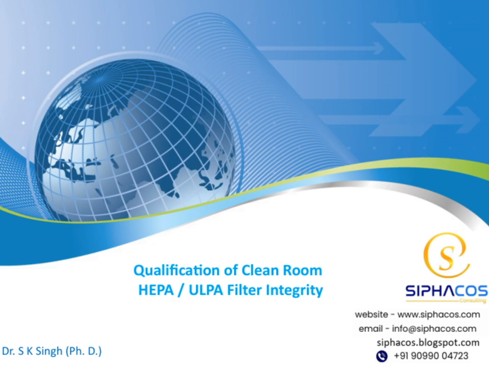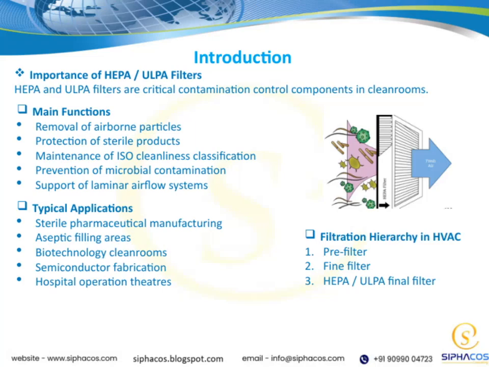So, let's get started. Let's take a closer look at the filtration hierarchy in HVAC systems. At the beginning, we have the pre-filter, which serves as the first line of defense by capturing larger particles. Moving on, the fine filter targets smaller airborne contaminants, helping to improve air quality further. Finally, we have the HEPA or ULPA final filter, which are essential for achieving the highest levels of cleanliness.